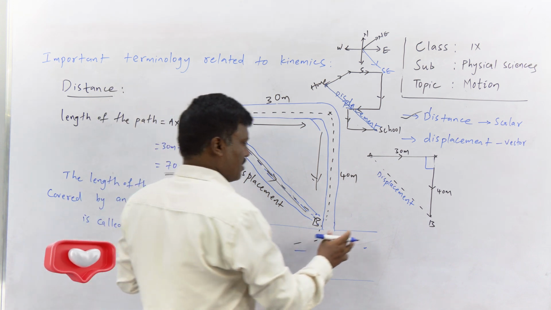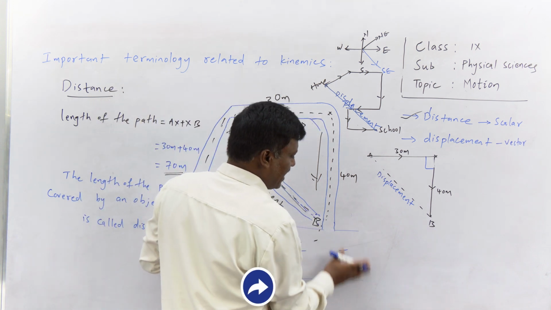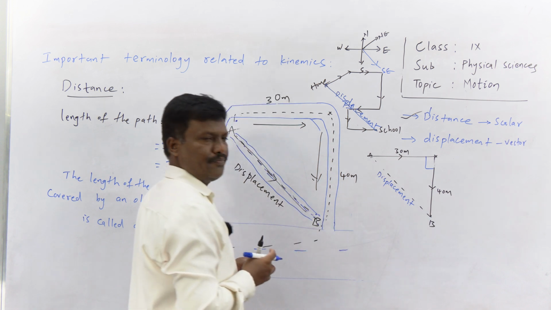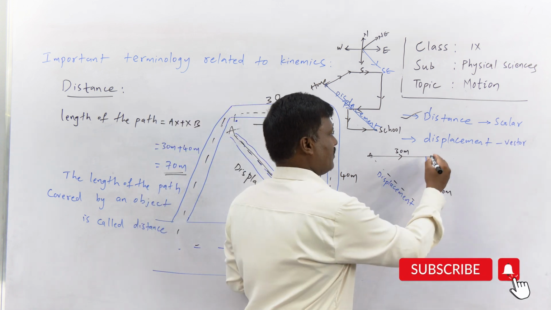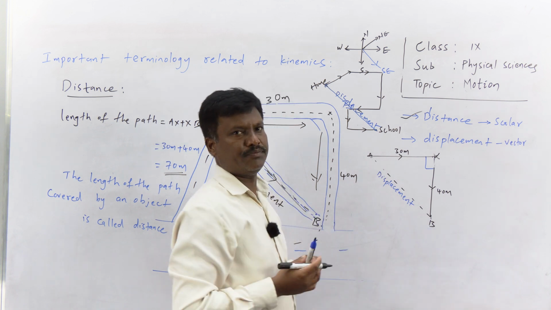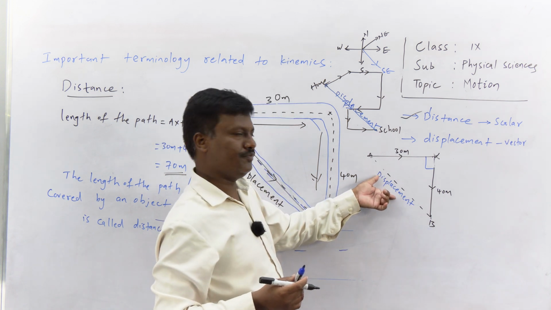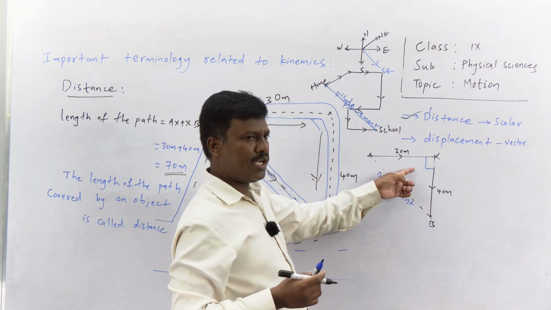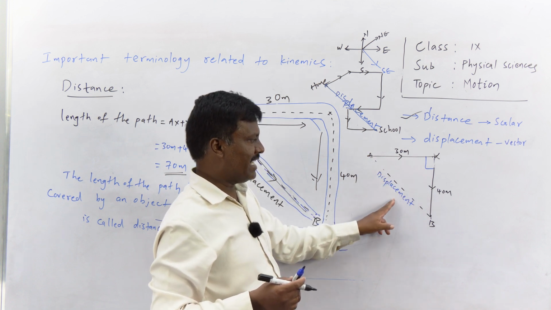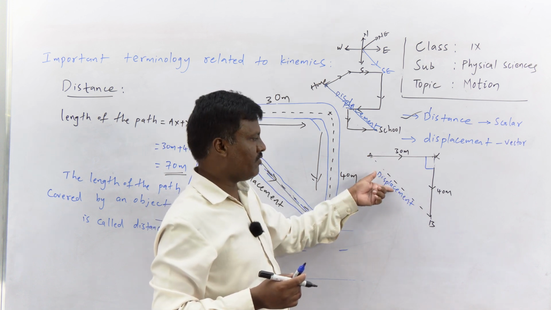So what is the Pythagoras theorem related to these triangles? This triangle has three sides. AX is one side, XB is another side, AB is the third side. Now we have to find the diagonal. In trigonometry it is also called the hypotenuse. The side located opposite to the right angle is called the hypotenuse. We have to find this.